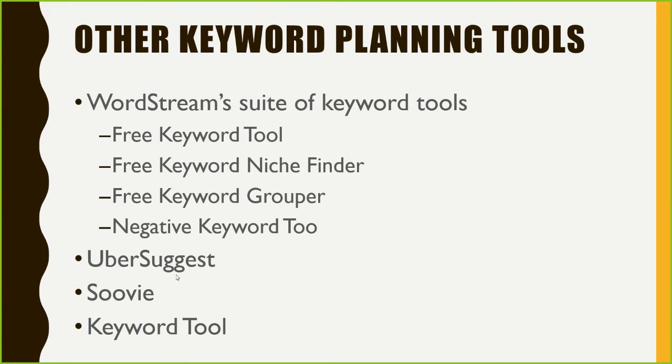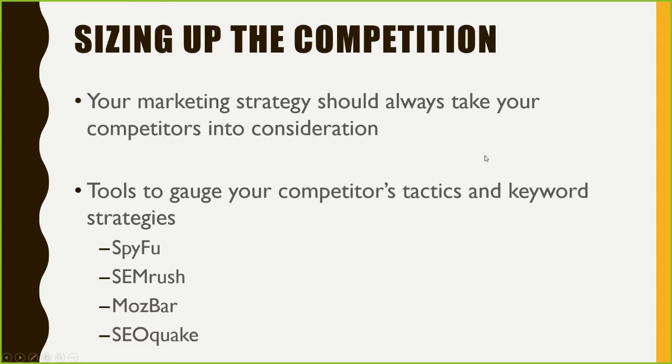And of course, we have Ubersuggest and keyword tool. These are all tools that are going to function identically, but you might get different results based on them. And then you can just type in the same keyword that you're planning on using in the different tools and see if you can get different results.